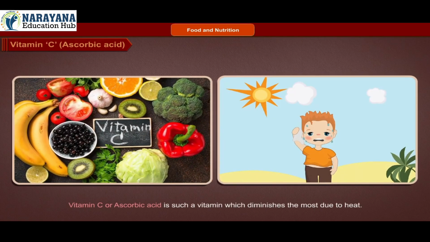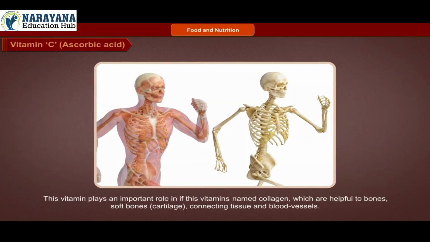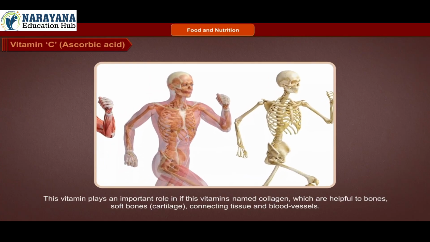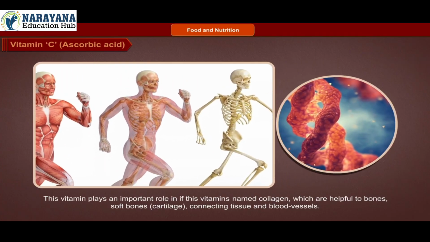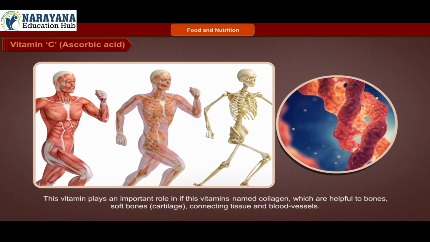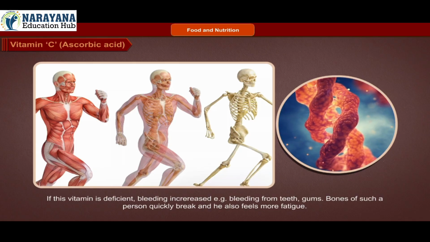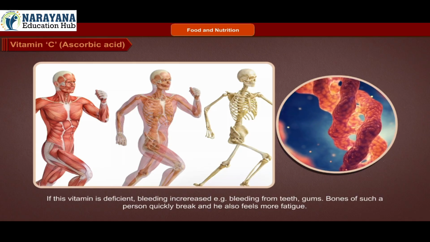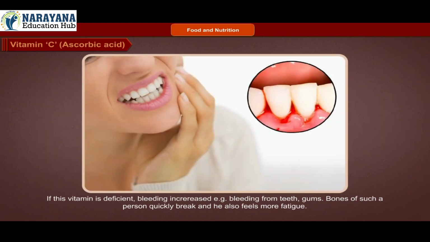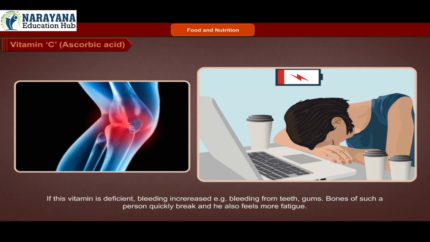Vitamin C, that is ascorbic acid. Vitamin C or ascorbic acid is such a vitamin which diminishes the most due to heat. This vitamin plays an important role in making collagen, which is helpful to bones, soft bones, that is cartilage, connecting tissue and blood vessels. If this vitamin is deficient, bleeding increases, for example, bleeding from teeth and gums. Bones of such a person quickly break and he also feels more fatigue.